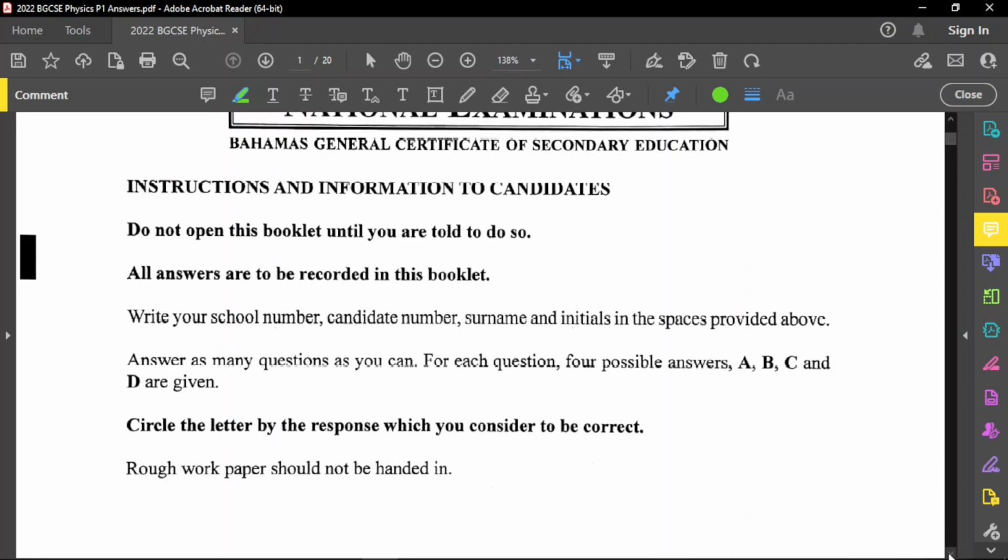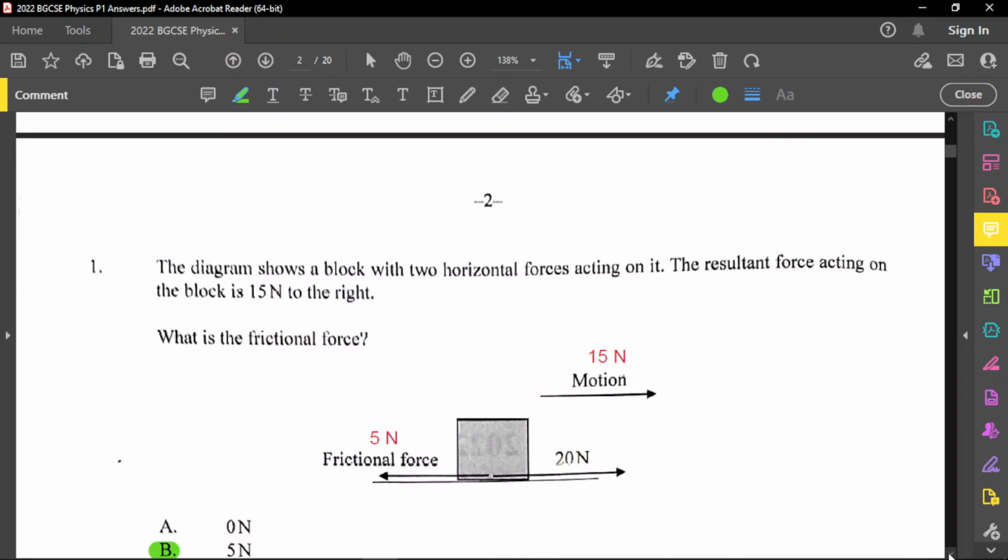Let us jump into question number 1. Question number 1 reads that the diagram shows a block with two horizontal forces acting on it. The resultant force acting on the block is 50 newtons to the right. What is the frictional force?